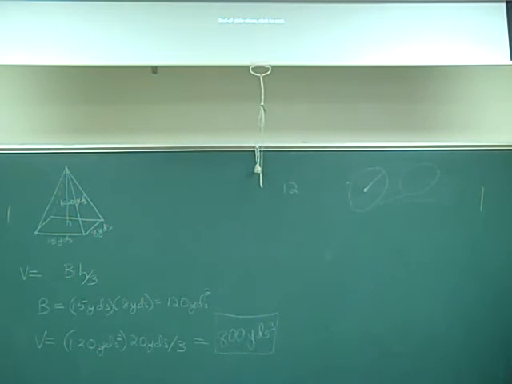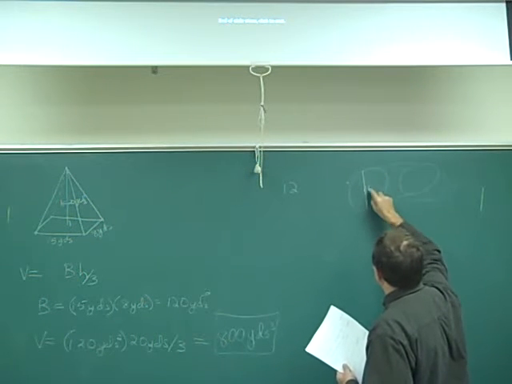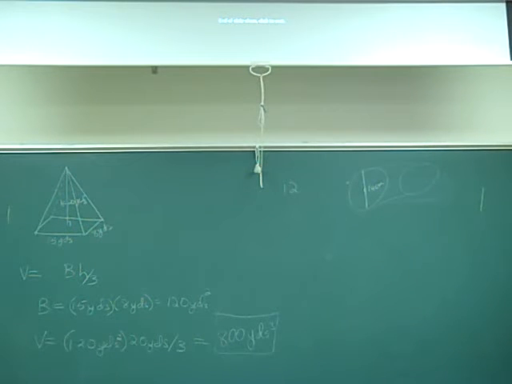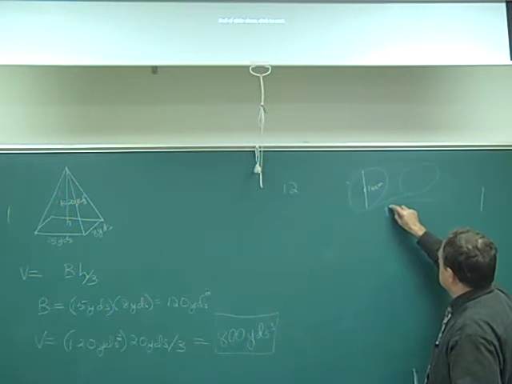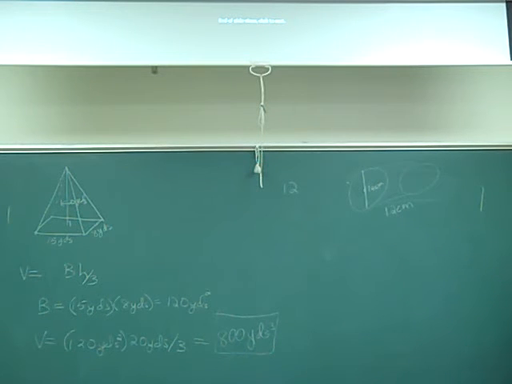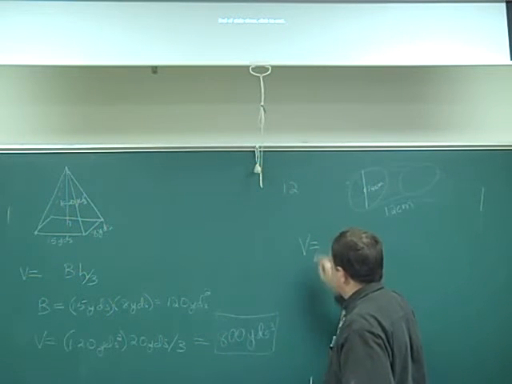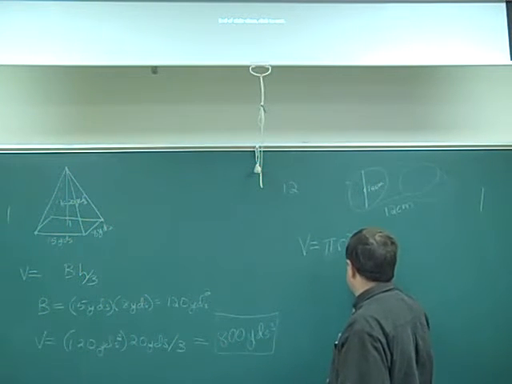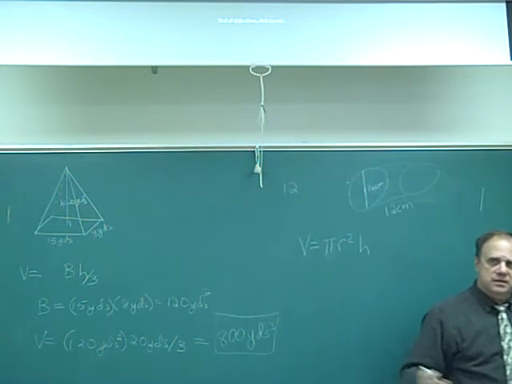We have 14 centimeters in diameter. And what do they give us for the height? 12 centimeters, right? Okay, so we want to find the volume of our cylinder. So volume is going to be what? Pi r squared times the height, right? It's the area of the circle times height, right?